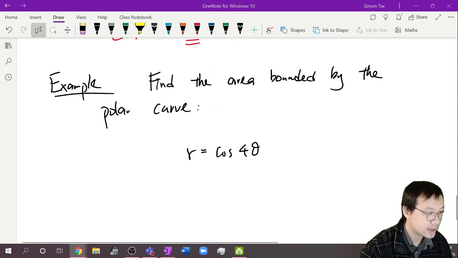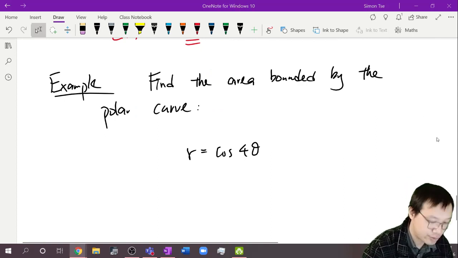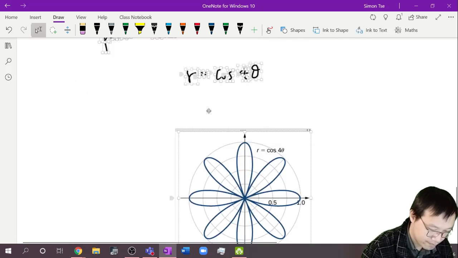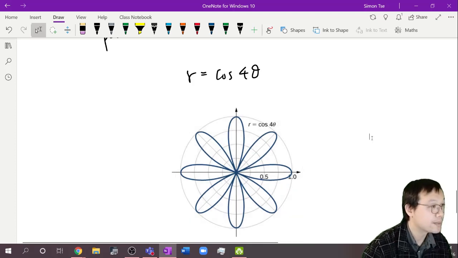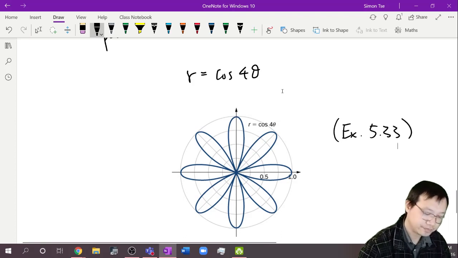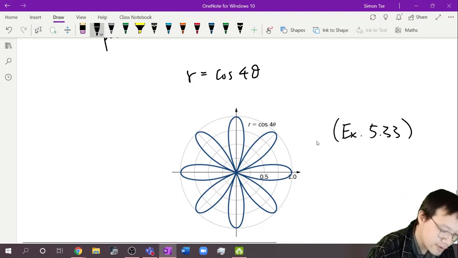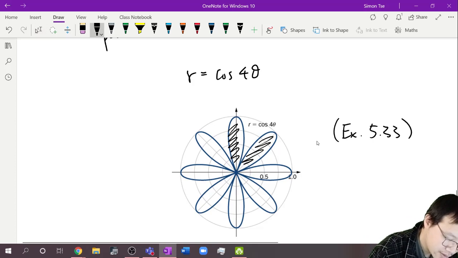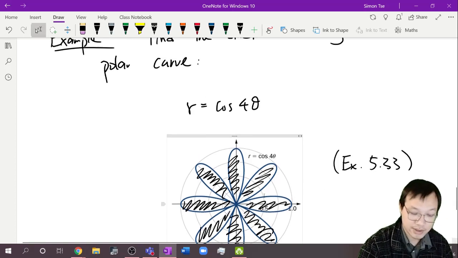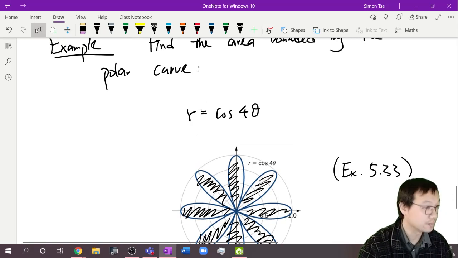And I'm going to get a picture from our textbook. This is the one. Okay, I've sketched something with fewer petals before, and this is from example 5.33. So this is the situation. We want to find the shaded area. And so on. So I have 8 identical petals. Okay, with a sketch, it makes it much easier for us to know how to simplify our integral.